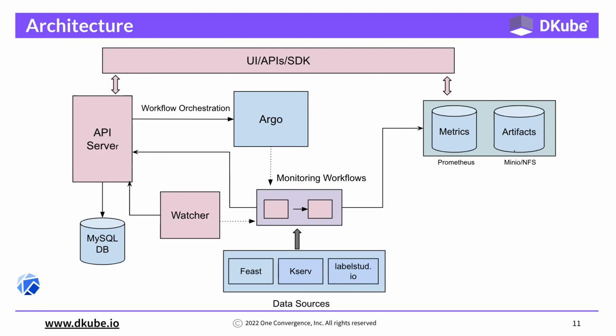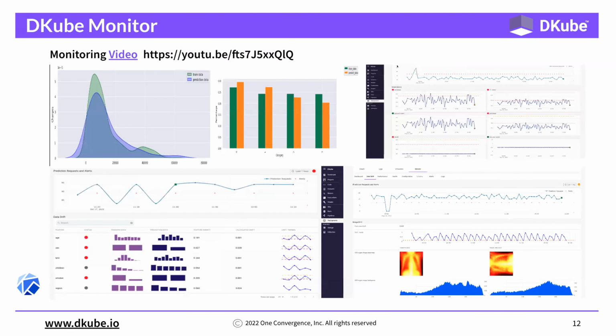So these are like your distributions, your KD graphs, kernel density graphs, or it could be logs. They could either go to Minio or they could go to NFS. And then you have the UI on the top, which is basically interacting with the API server and also reading metrics directly from Prometheus for graphical purposes. So this is the architecture, and then these are some screens from DKube.